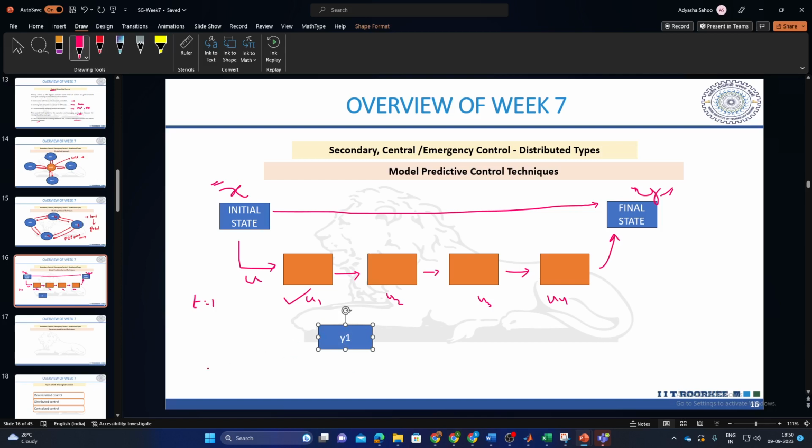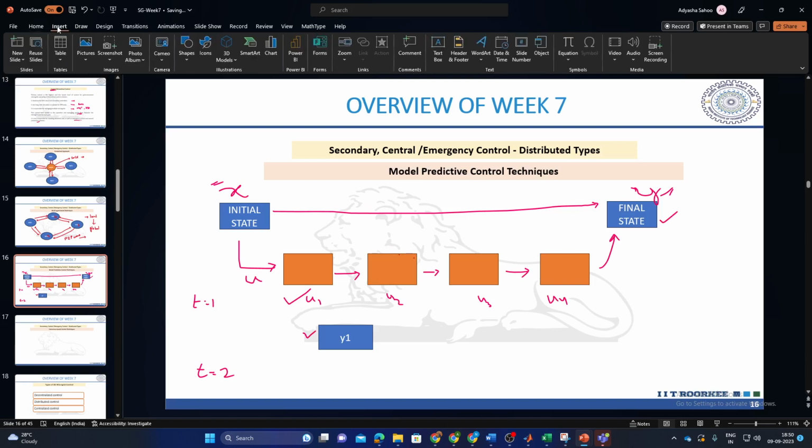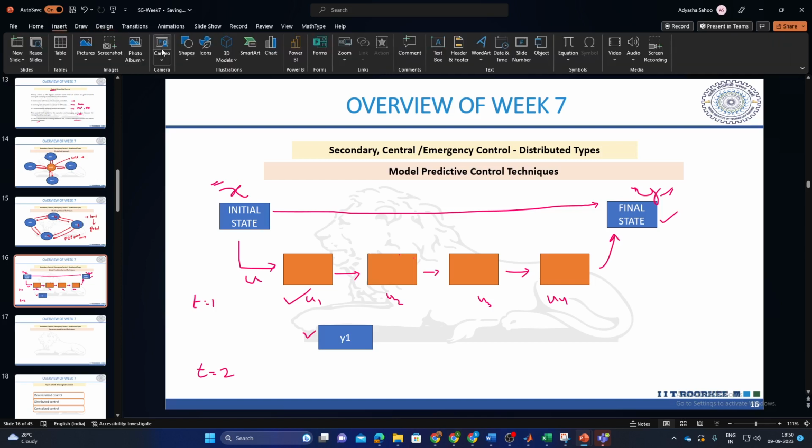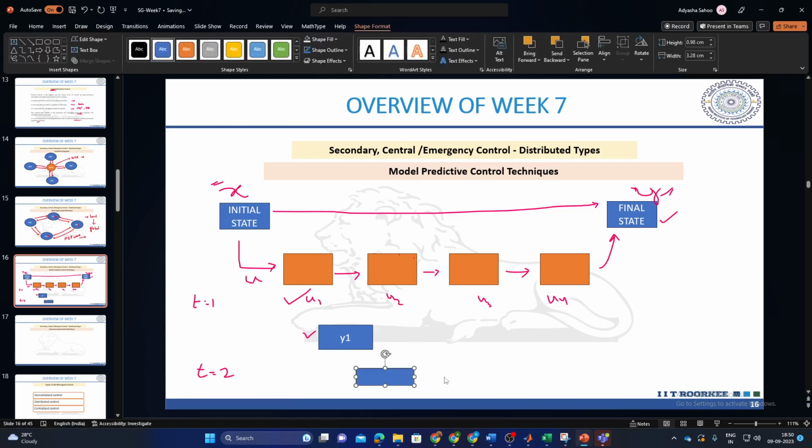So what it will do here is recompute again at t equal to 2 now. It will consider this y1 and this final state y, and again it will give you a new set of controls, what you need to follow, which will be different from before basically.